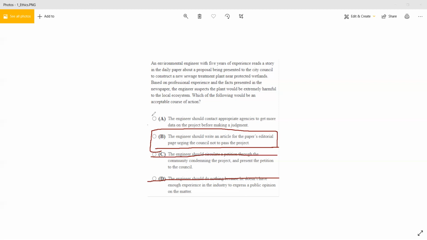So the correct answer is A. Contact appropriate agencies to get more data before making a judgment. See, I was thinking that. I was gonna put that, but he's already saying that he's got the professional experience to know that it's harmful, you know? Yeah, I just think 5 years really isn't that much experience. Think of yourself 5 years after graduating college. I feel like I'm sitting here pretty dumb.